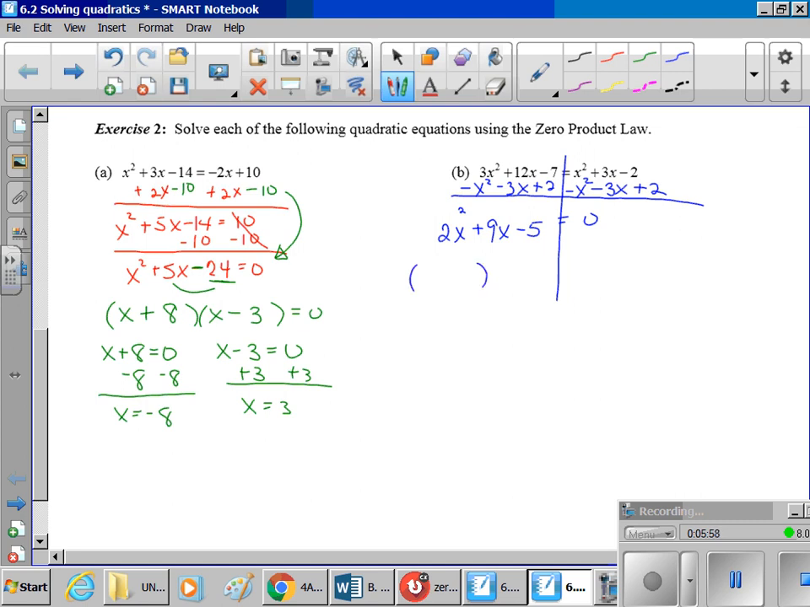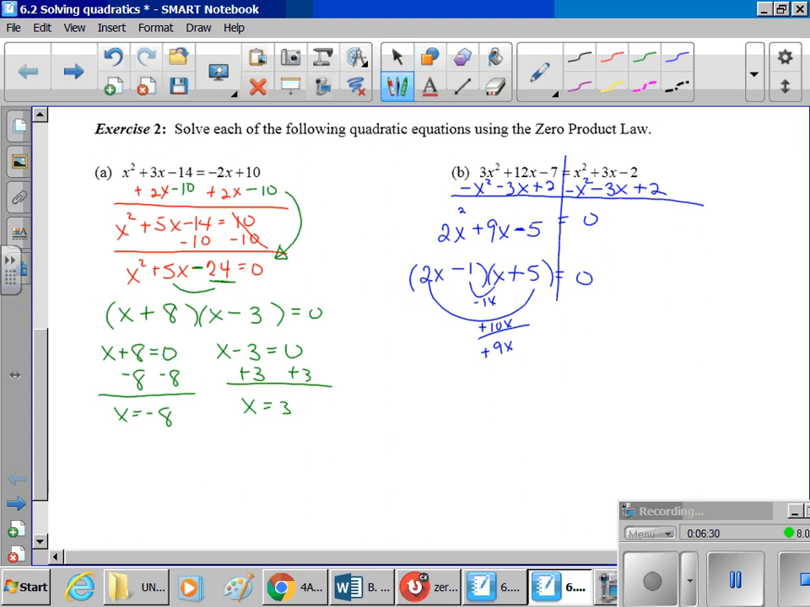Now you can use the rectangle if need be, but with a prime number like 2 and 5, I think you're pretty okay with just using a little guess and check. Because remember, I need this one and this one to subtract to give me 9. So it kind of makes sense to me to put the 5 here and the 1 here. So I need this product to be positive, this product to be negative. So I get a negative 1x and a positive 10x, which does add to give me a positive 9x, which is what I needed here.